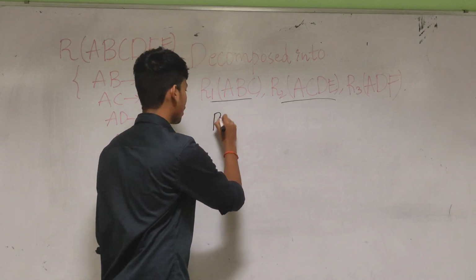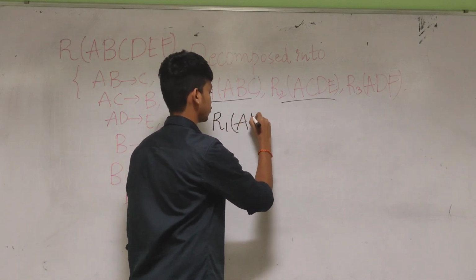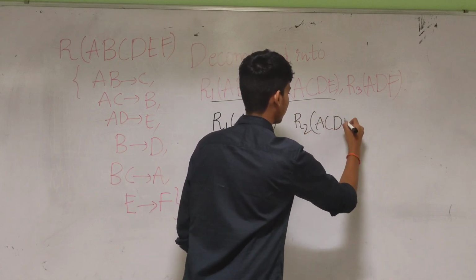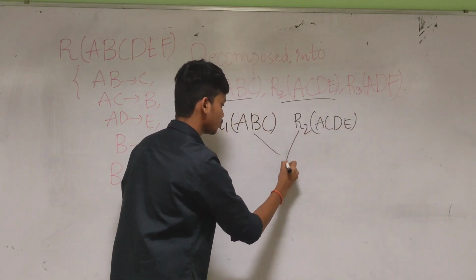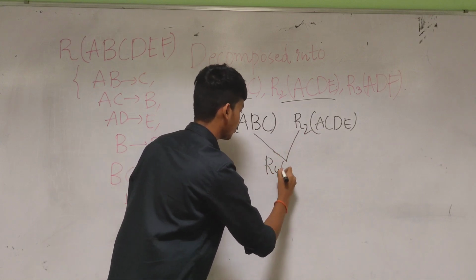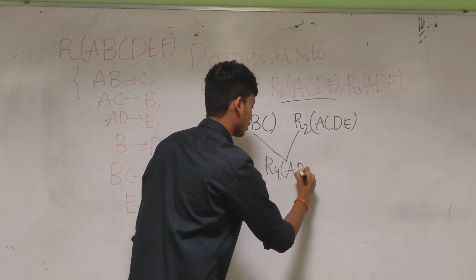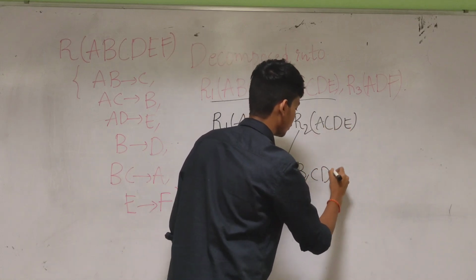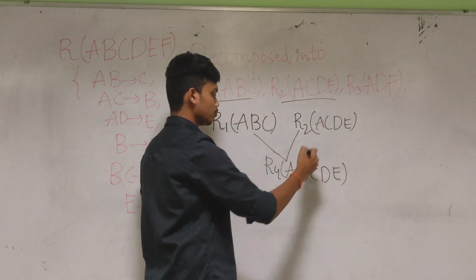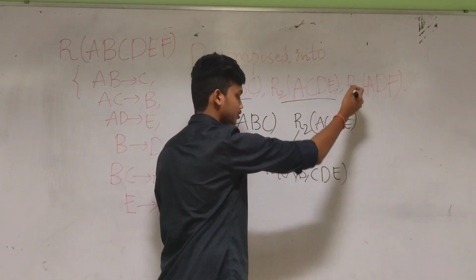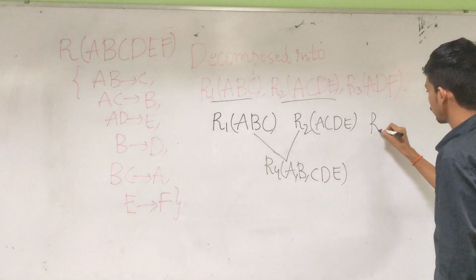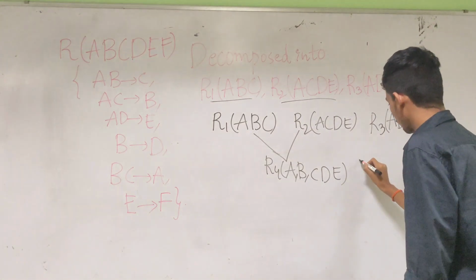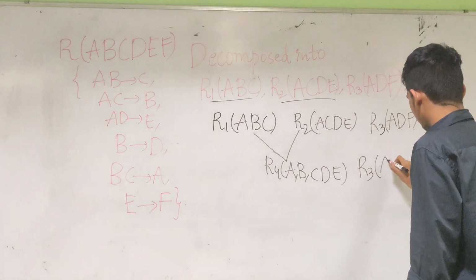So R1 and R2 can be joined. R1 of ABC and R2 of ACDE, I am joining these two, giving it a new name R4 with attributes which are in the union, ABC and DE also. Now join this one with R3. I am taking R3 here, that is ADF.